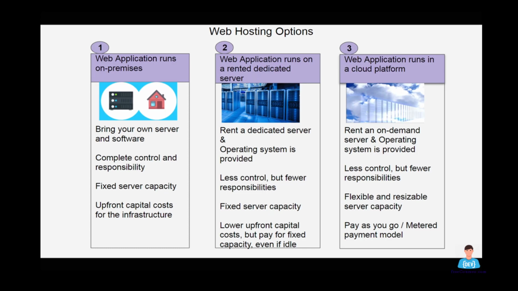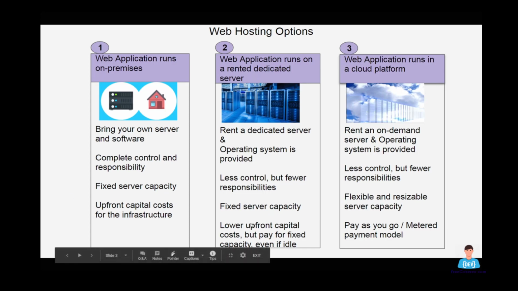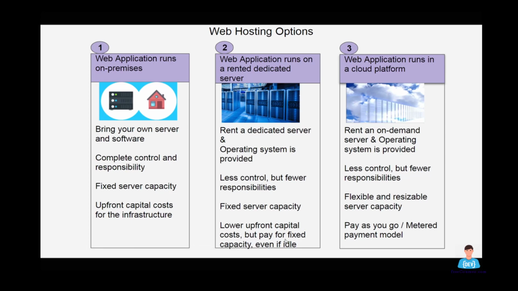All right. So next, here in the second option, you have lower upfront capital costs compared to the first one. Because in the second option, you don't buy a server. Instead, here, you just rent a server. But you have to pay for the fixed capacity. So that means you have to pay for the server even if you are not using it. Whether you are using the server or not, you have to pay for that fixed capacity.